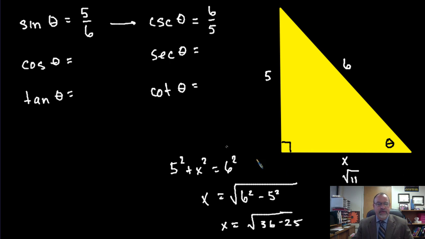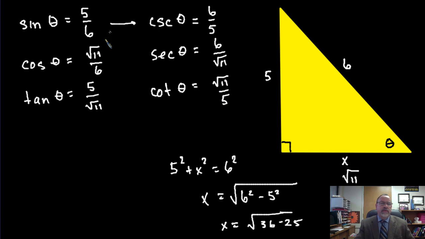Now that we have that, we can write the rest of our ratios, because the cosine is the adjacent side over the hypotenuse, and the secant is the reciprocal of that, and the tangent is the opposite side over the adjacent side, and the cotangent is the reciprocal of that. So based upon the one angle that I'm given, I'm able to determine the length of the other side using the Pythagorean theorem, placing these sides where they go, and then I can write the rest of the ratios.